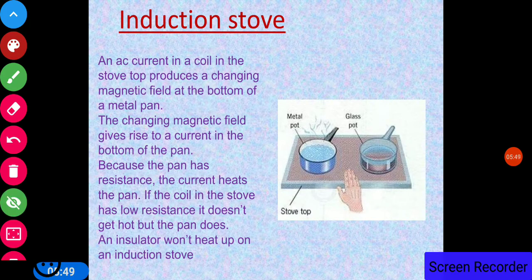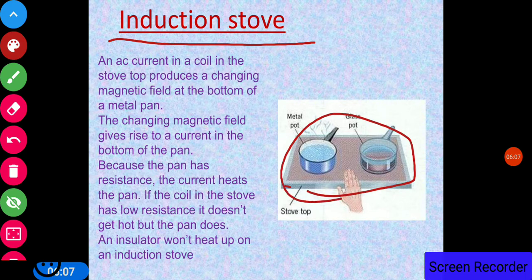Now let us see the second application, that is the induction stove. Induction stove is very commonly used in every house. You must have seen the induction stove in your houses or in your school canteen also. It is a black colored top on which a person puts the utensils over it, switches on the power, and then whatever is kept in the utensils is cooked or water is heated.